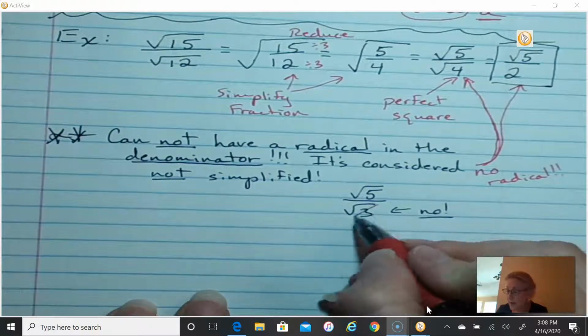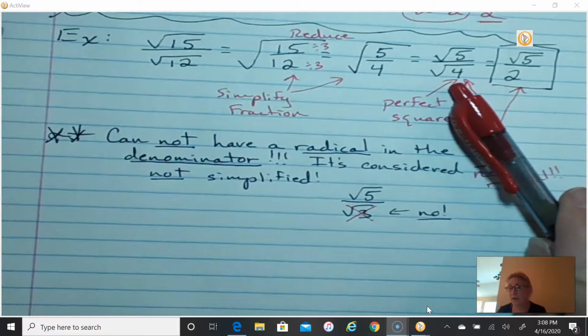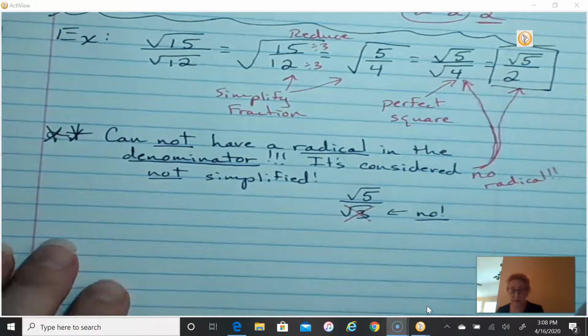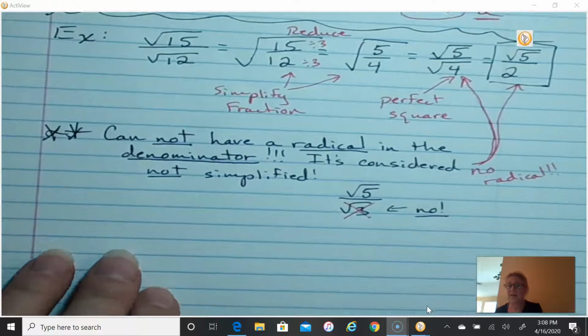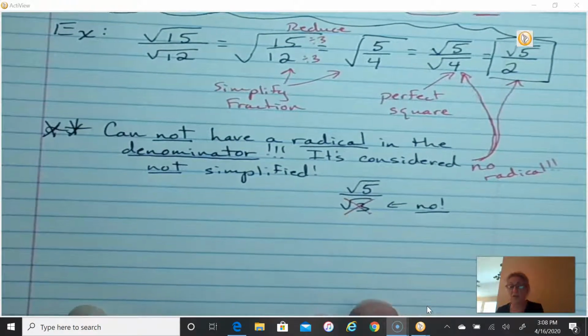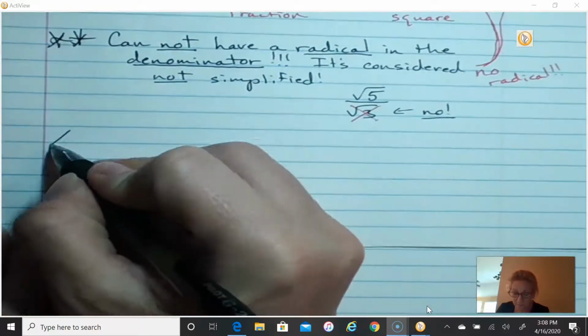You cannot have a radical sign as a denominator. Again, we were able to get rid of that one right there because it was a perfect square. But sometimes it's not going to be a perfect square, so I'm about to show you how to get rid of that. One more rule.